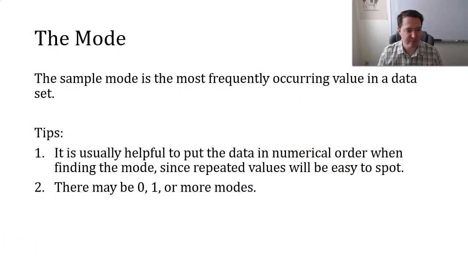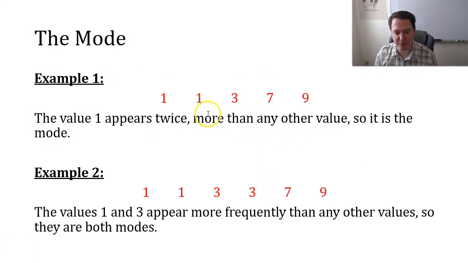Okay, so in this first example, we've got 1, 1, 3, 7, 9. Now the number 1 appears more than once, twice specifically, and none of the other values appear more than once, so that's going to be my mode. 1 appears more often than any other value in the data set. In the second example, 1 appears twice and 3 appears twice, and nothing appears more than 2 times, so those are both going to be modes. I've got modes of 1 and 3.